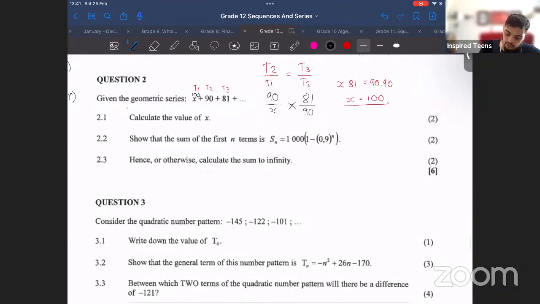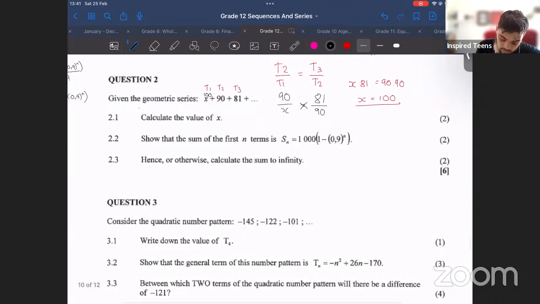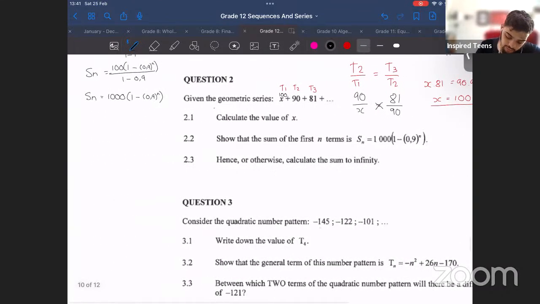Let's look at 2.3: hence or otherwise, calculate the sum to infinity. Okay, sum to infinity.